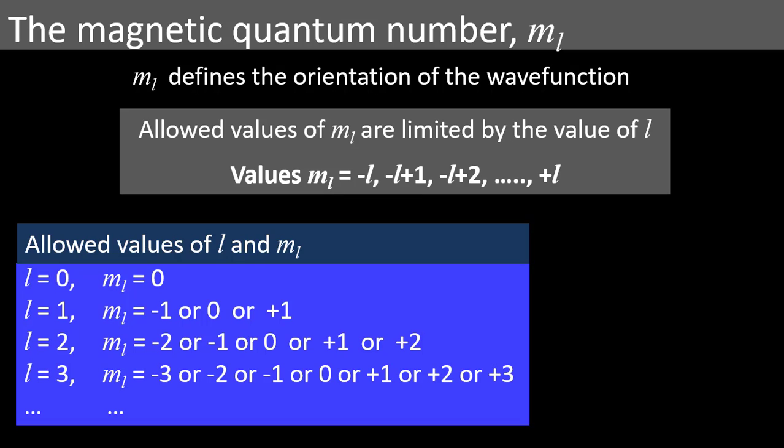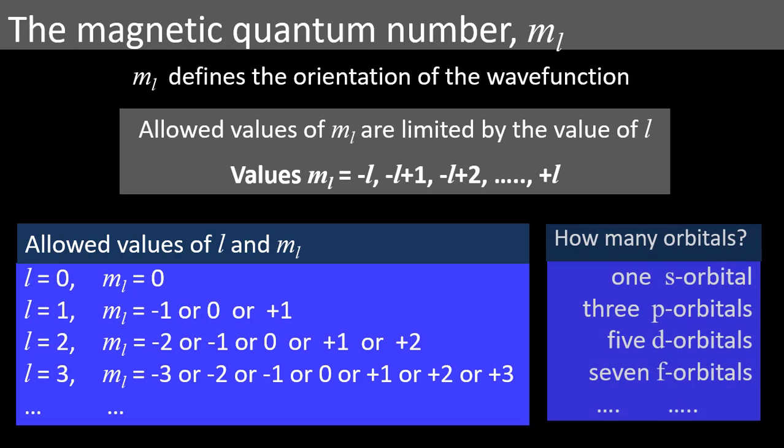For L equals 2, ml ranges from -2 to +2, and for L equals 3, ml ranges from -3 to +3. Each of these possible values for ml is another solution to Schrödinger's equation, that is, another orbital. So you can see that there is only one s orbital, but there are always 3 p orbitals, there are always 5 d orbitals, and there are always 7 f orbitals.